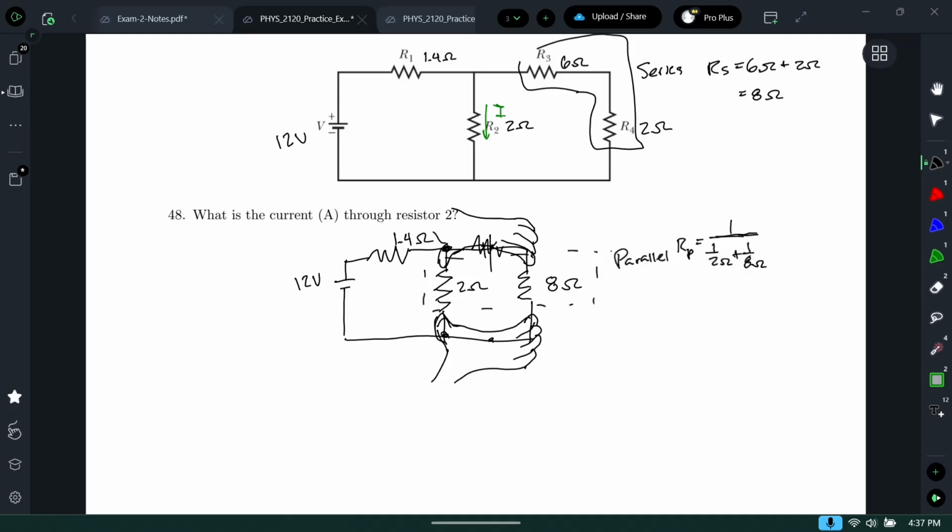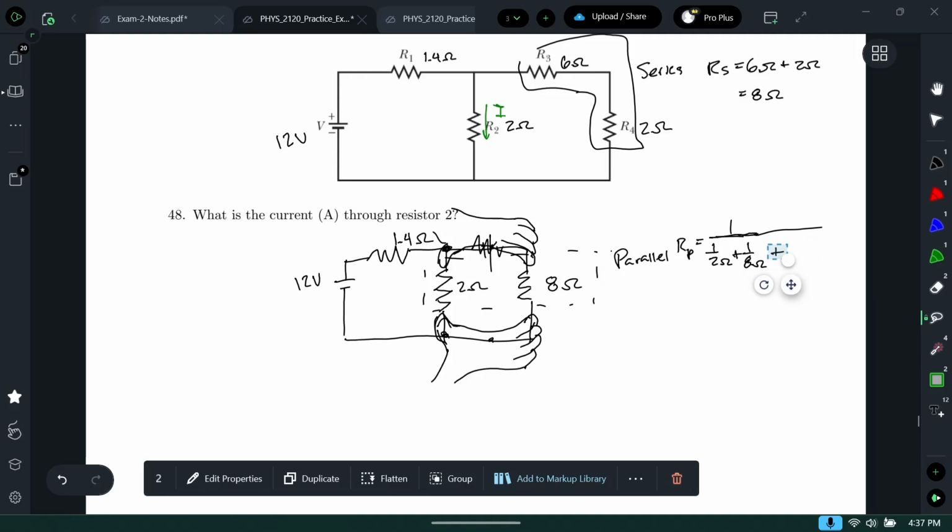You may have seen you can do product over sum. That only works if it's two resistors. Otherwise, you got to go back to this. Like if I had 5 more things in parallel, I'd have to do 1 over plus 1 over, and so on and so forth. That multiply the two and add them thing only works if you've got exactly 2 resistors in parallel.